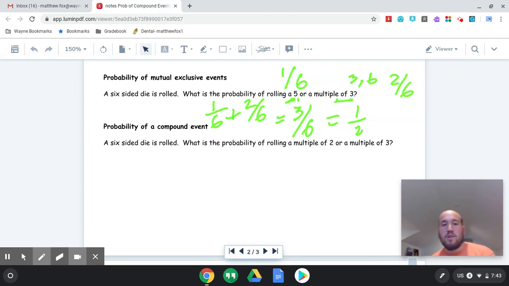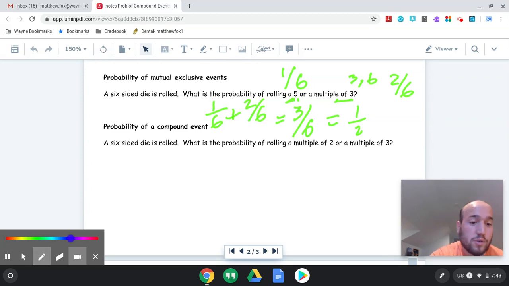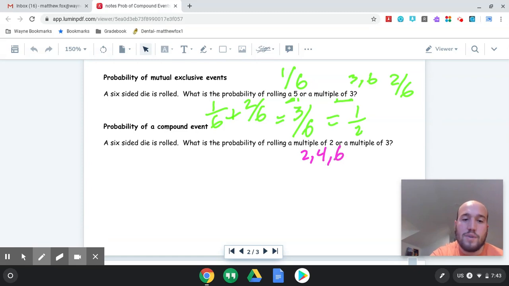Okay, so probability of a compound event now. This is the exact same situation, except they're not mutually exclusive. It says the same 6-sided die is rolled, and it asks what is the probability of rolling a multiple of 2? If we think about that, that's 2, 4, and 6. So that's 3 of them, so it'd be 3/6. We're going to add that with the probability of rolling a multiple of 3. That'd be, once again, 3 and 6, so plus 2/6.